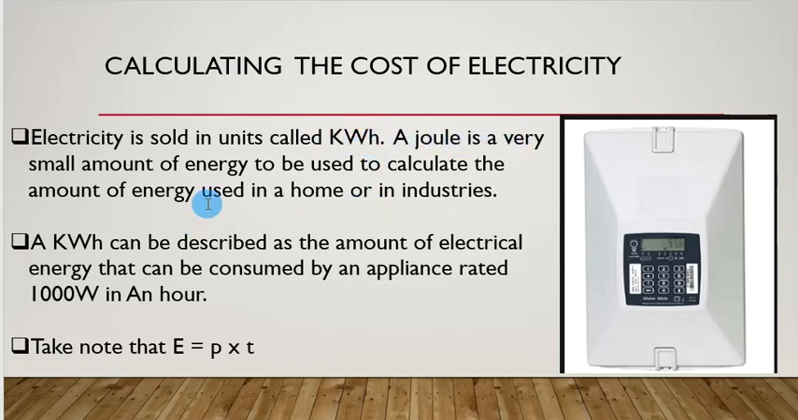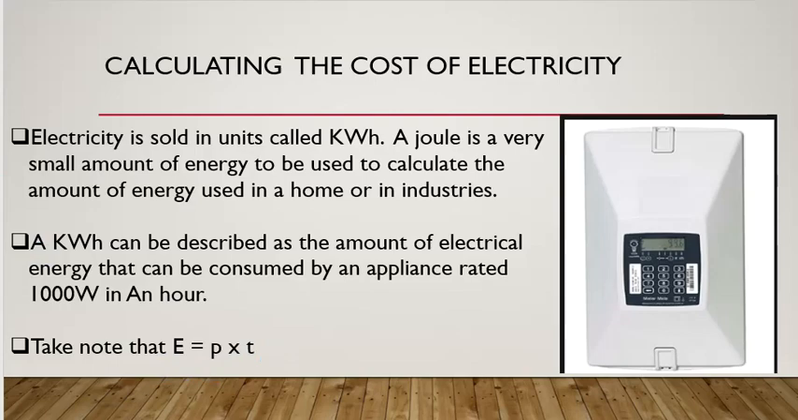So that's the reason why we don't use a joule, but instead use something bigger that makes sense compared to the amount we use in our homes or industries. Because of that, we use a kilowatt hour. So what then is a kilowatt hour? A kilowatt hour is the amount of electrical energy consumed by an appliance rated 1000 watts if it is switched on for an hour. And take note that energy is given by power multiplied by time.